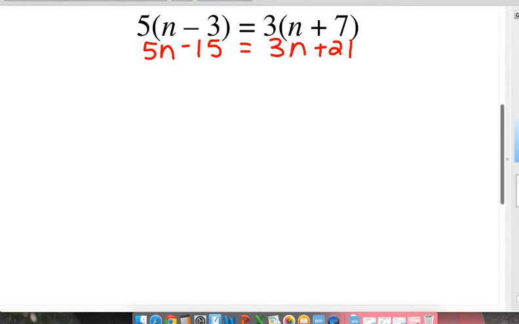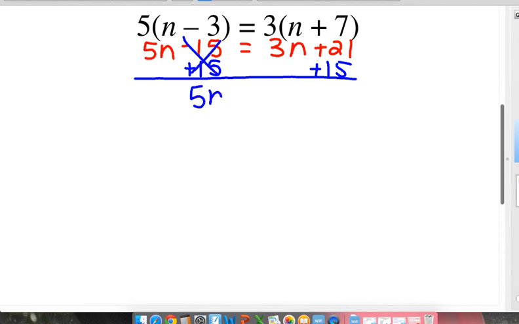Let's get our constants together. You can either add 15, or subtract 21. I'm going to add 15. I like that. 21 plus 15 is 36.